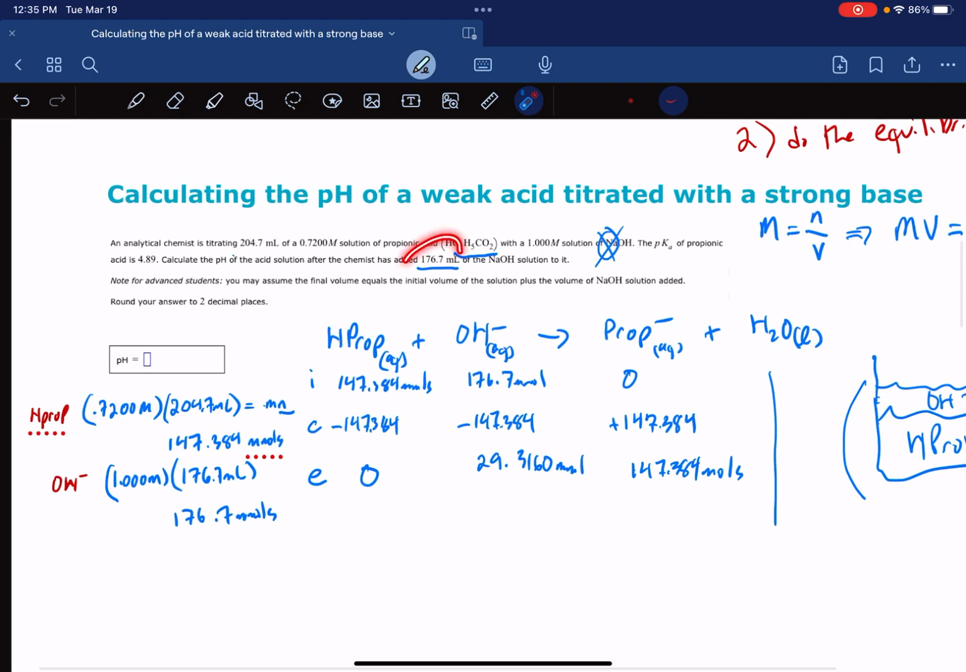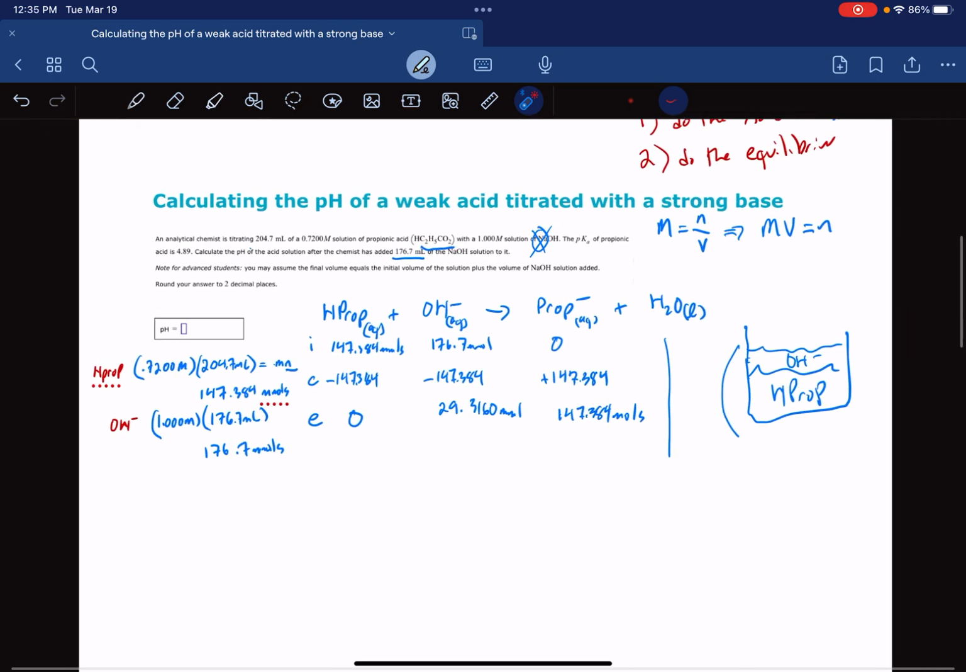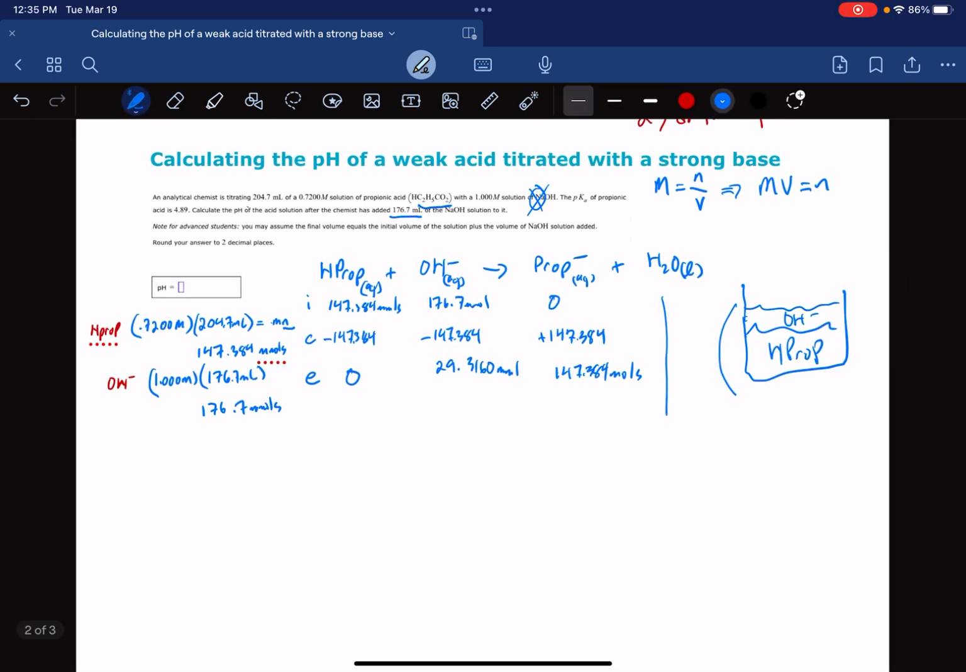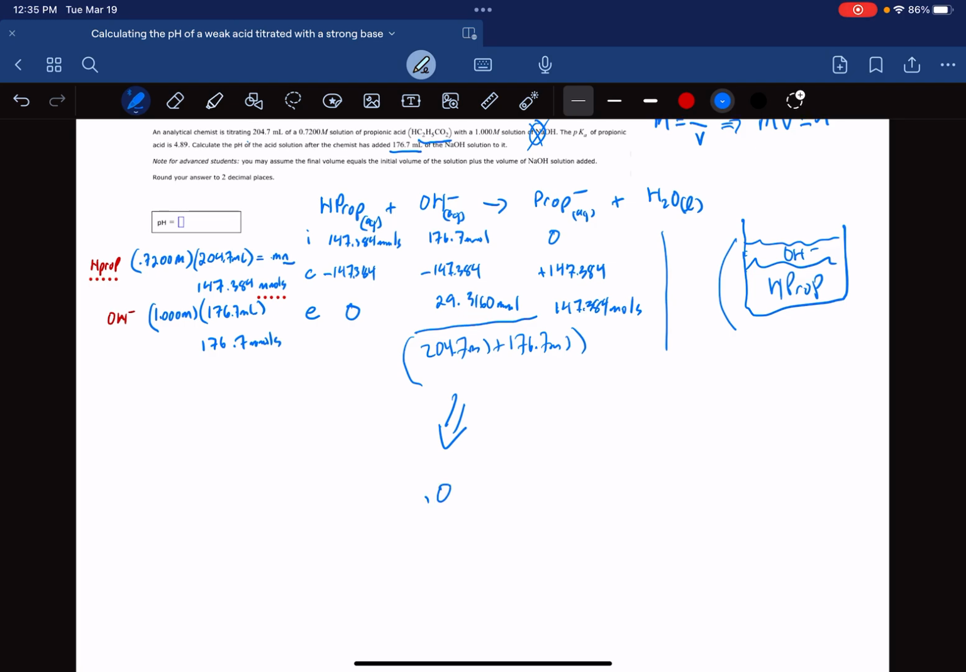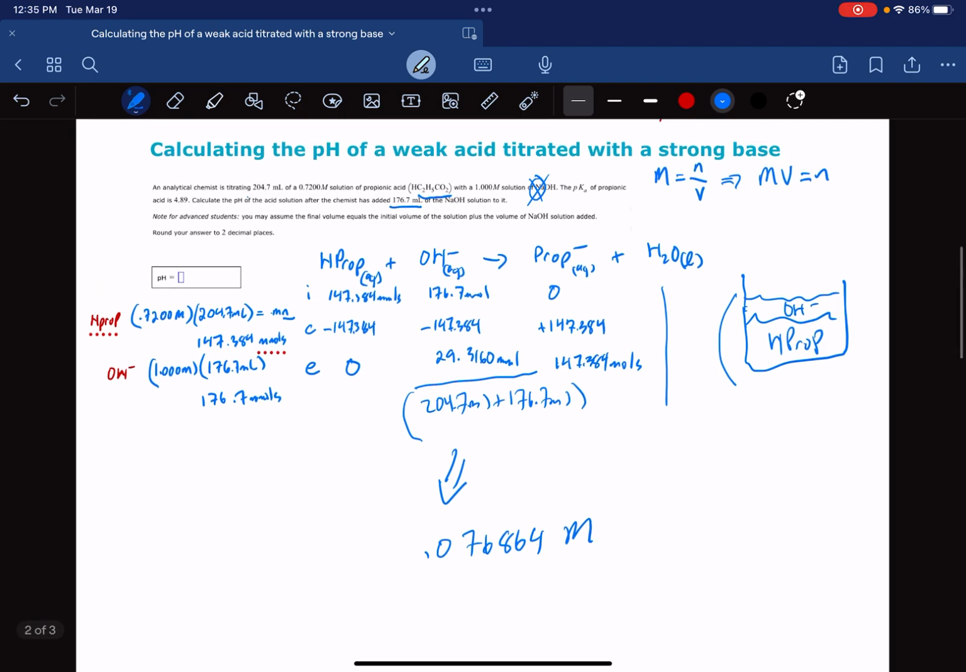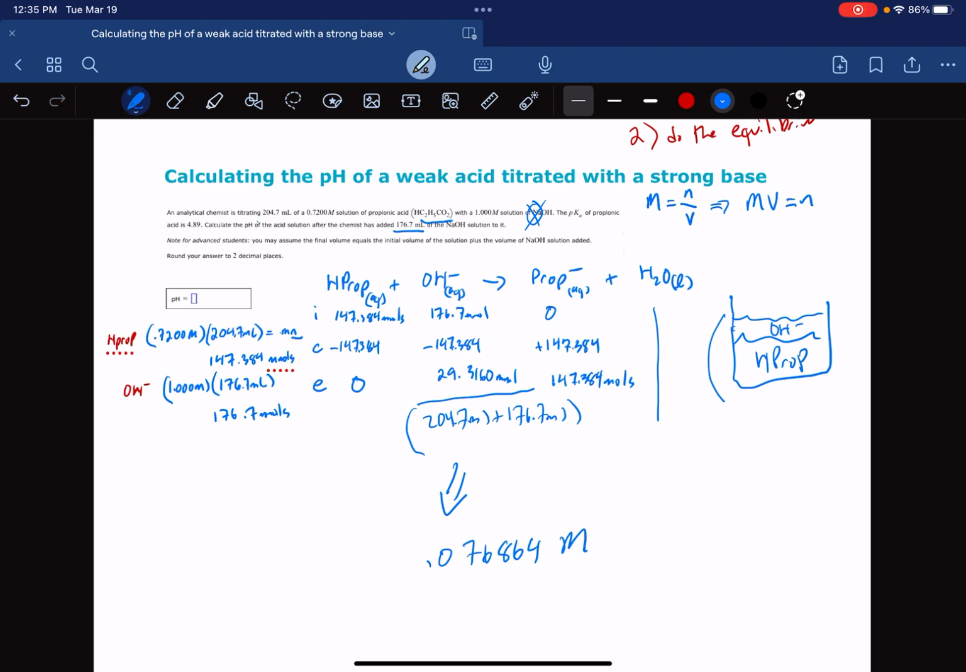Now, if we take a look, we had 176.7 here, and we have 204.7 here. So if we add the two of them together, and we divide this into it. So essentially what we're going to do is take this and divide it by 204.7 milliliters plus 176.7 milliliters combined. You can do it right here. It doesn't really matter where you do it. But when we do this together, we end up with 0.076864 molar.